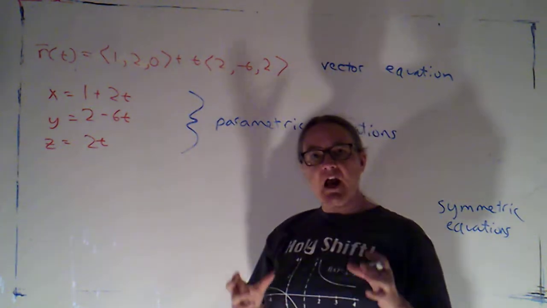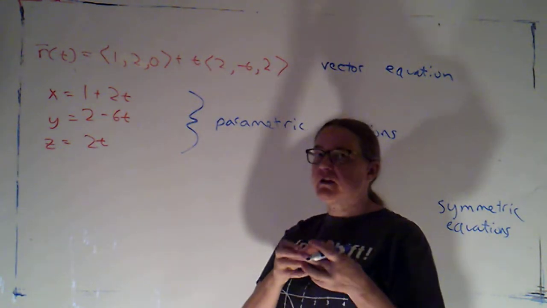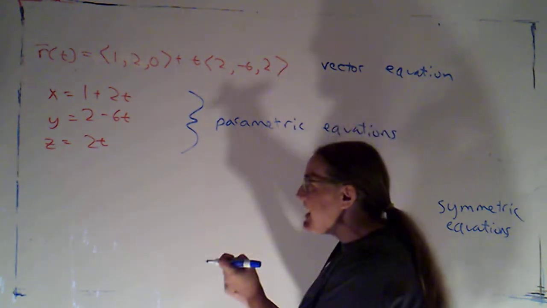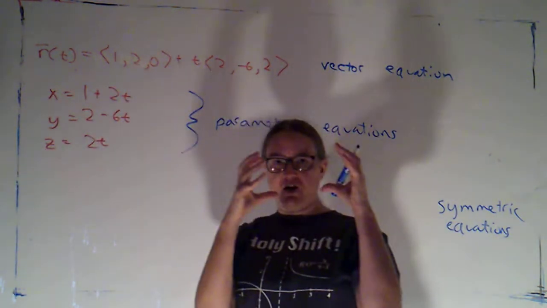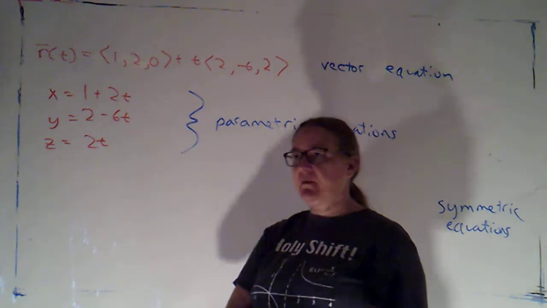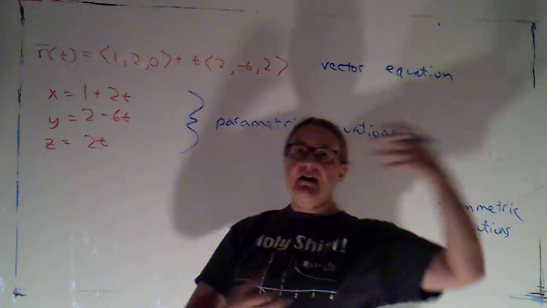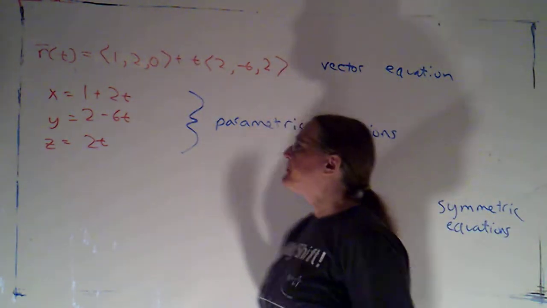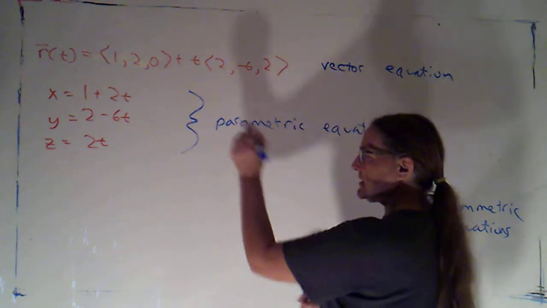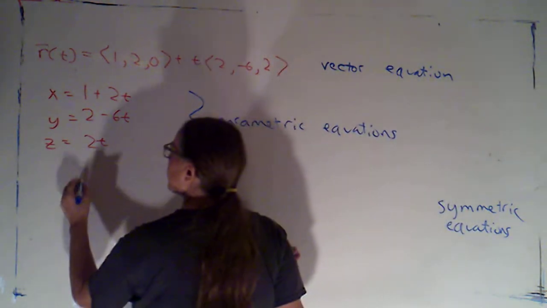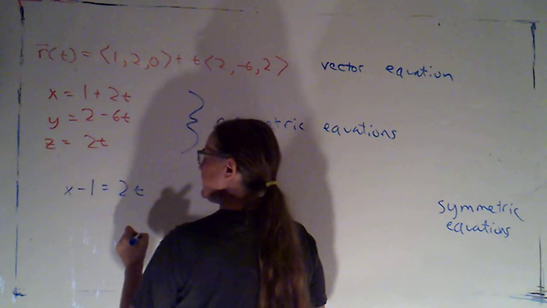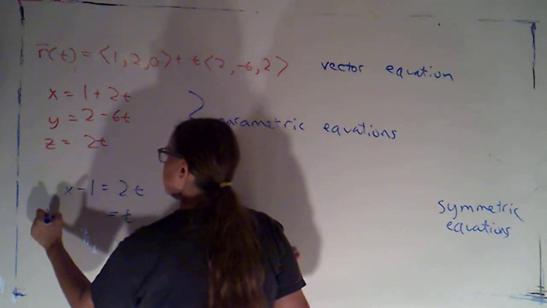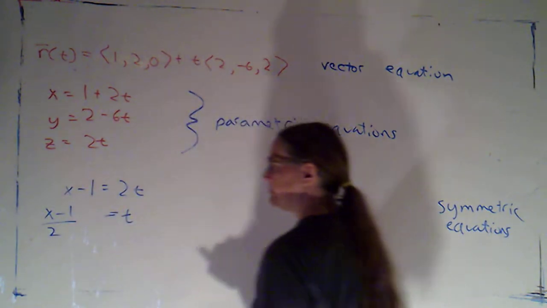But if I'm describing a single point on the line, it's the same t value that gives me the x value, y value, and z value that go with that one point. Obviously, if I change t, I'm now talking about a different point. So I'm going to solve for t in each one of these. I can say x minus 1 is 2t, which would mean t is x minus 1 over 2.